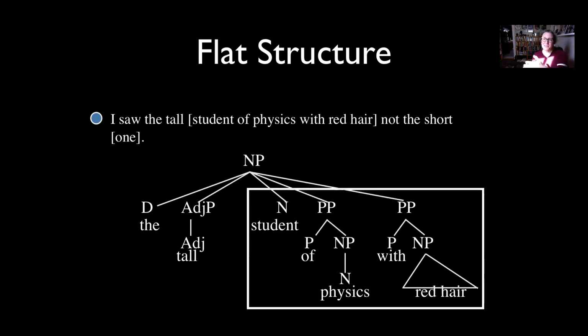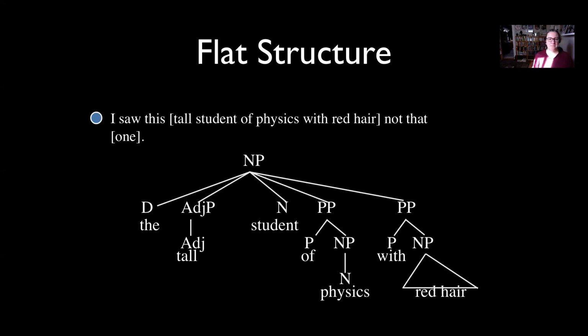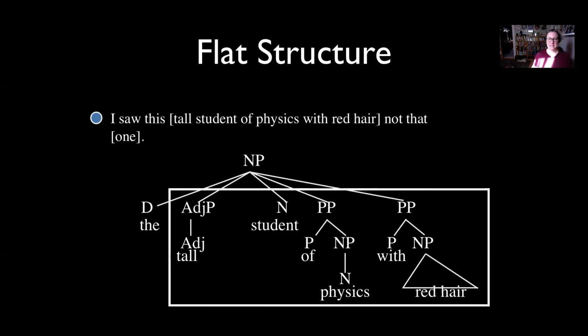If so, then here's our constituency, right? And you can see the problem where constituency diagrams sort of fall in different branches. I saw this tall student of physics with red hair, not that one. And here you've got a constituency test that captures everything, right?